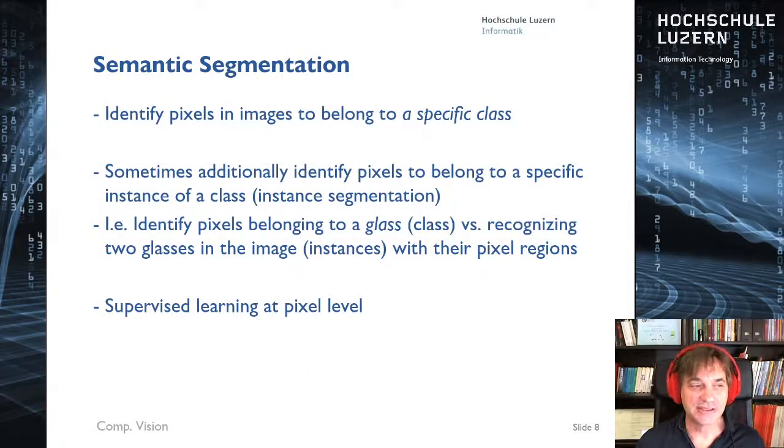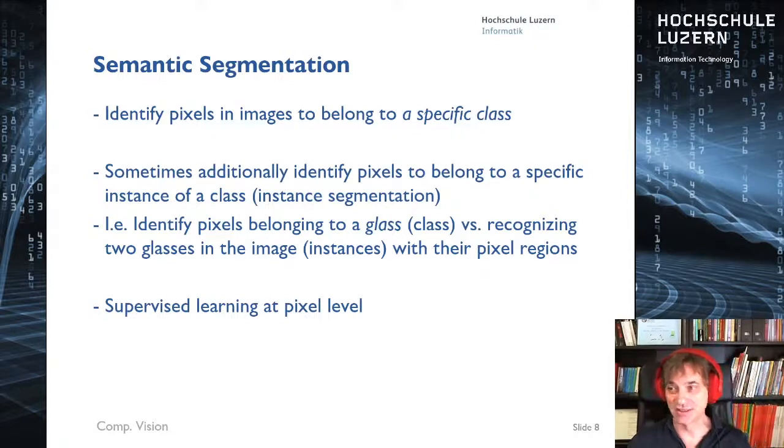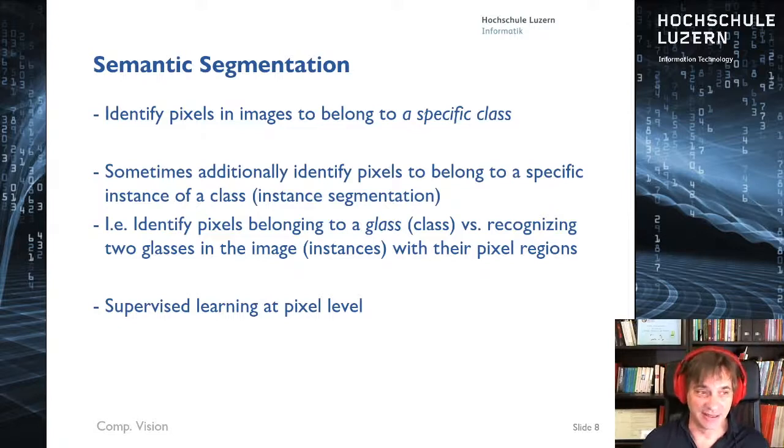So semantic segmentation means we want to identify what pixels belong to one specific class. Sometimes, additionally, we might want to identify pixels as belonging to the same class, but also to one object, as compared to just different objects of the class, which would be class segmentation on the pixels, or instance segmentation on the pixels. We could also look at semantic segmentation as supervised learning at the pixel level.